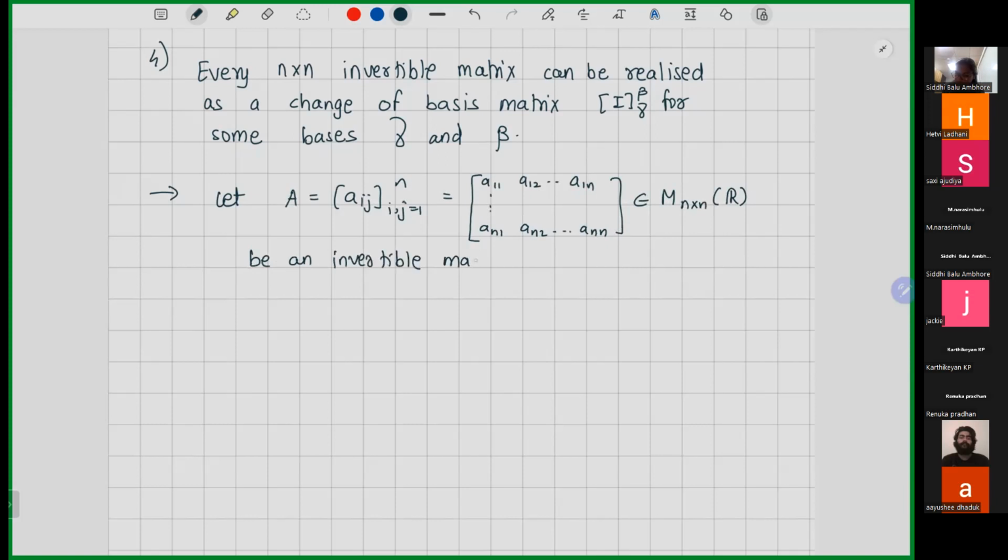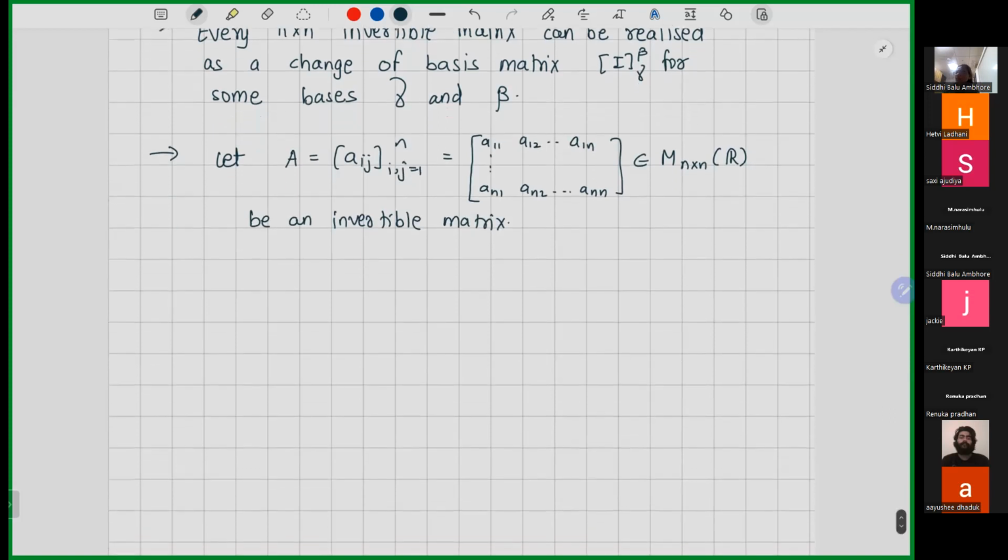Okay, and I want to produce now beta and gamma such that this matrix A is their basis change matrix. When I say basis change matrix, it is I gamma to beta. So it is the linear transformation matrix of the identity transformation over the bases gamma and beta.